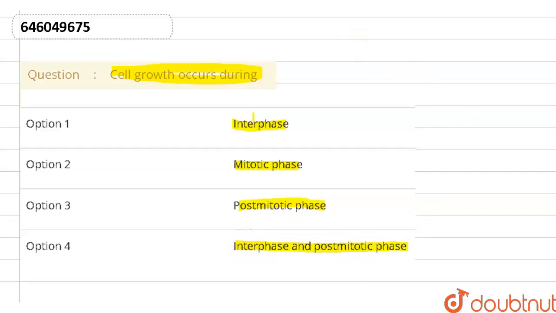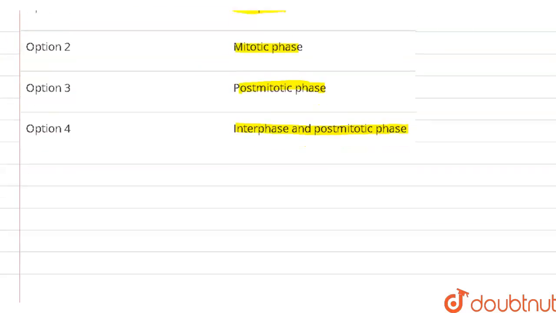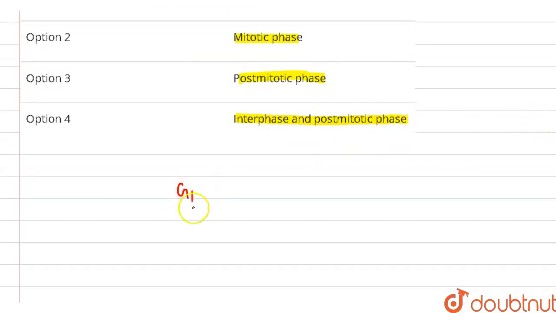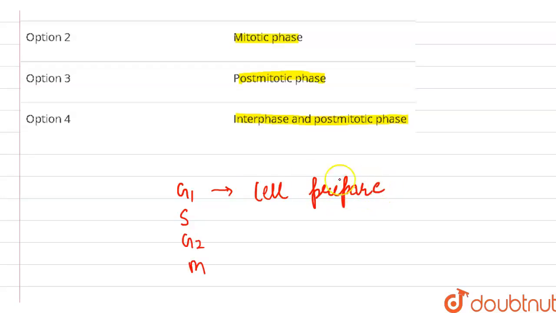So there are four phases, namely the G1 phase, S phase, G2 phase, and the M phase. G1 phase is the first phase in which the cell prepares itself for growth. The second phase is the S phase, where DNA replication starts or DNA synthesis occurs. So this is the phase where the DNA gets replicated.